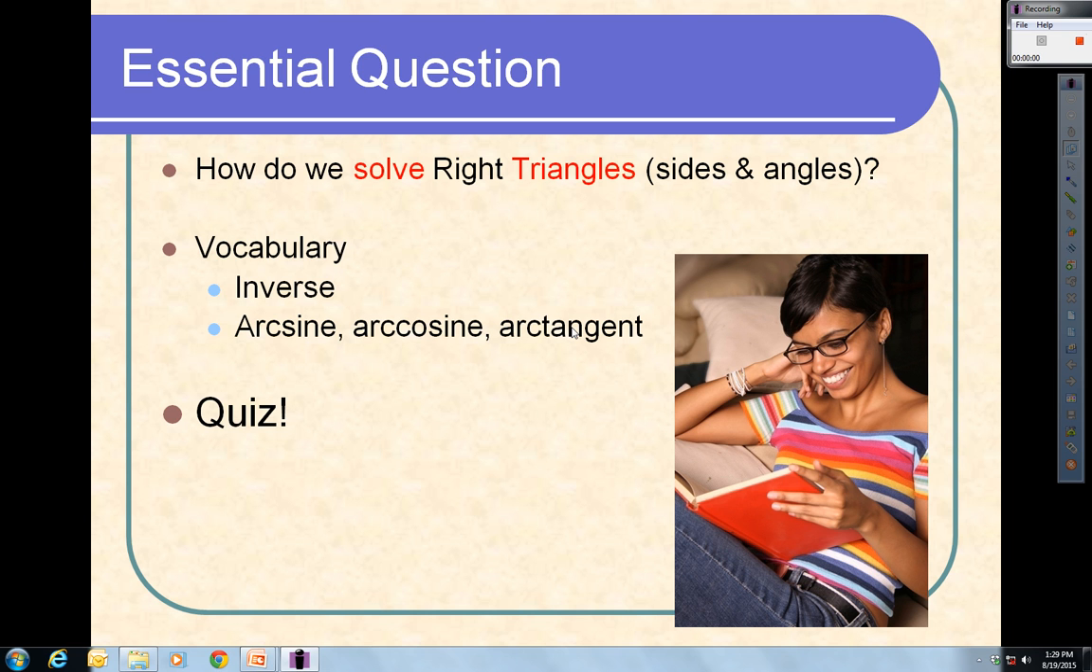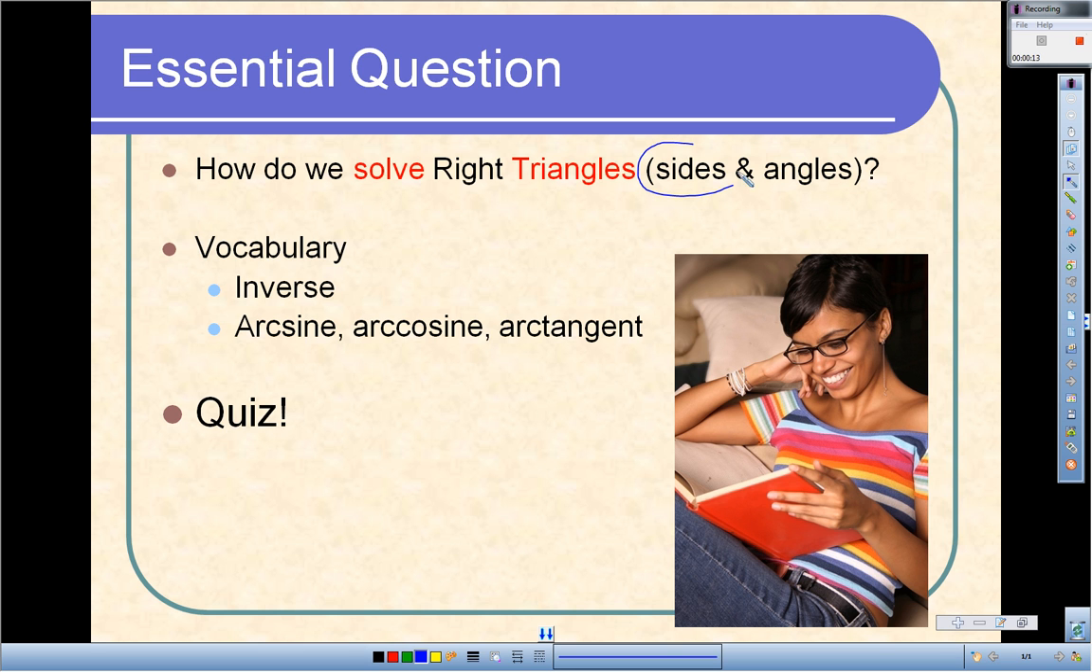Alright guys, your essential question for today is how do we solve right triangles, sides, and angles? Well, for the most part, we've been solving right triangles only finding their sides. For today, we're going to be finding the angles. Your vocabulary includes the words inverse, arcsine, arccosine, and arctangent. You will have a quiz over this material at a later date.